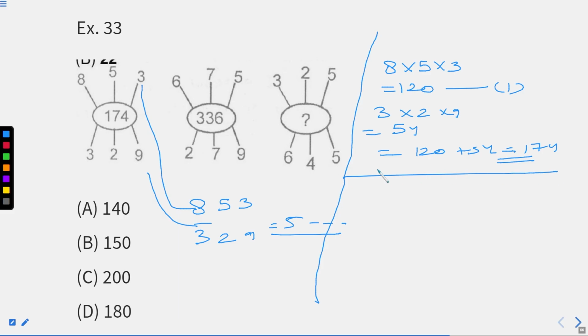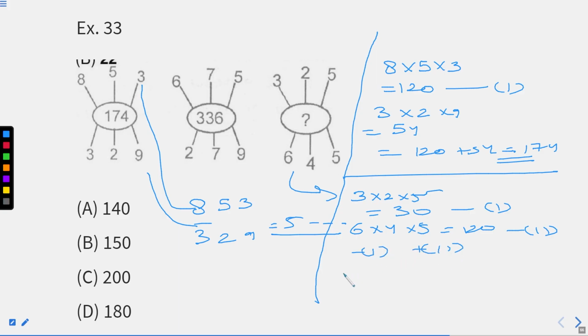So what if we follow the same in the given figure where we have to find the missing value? That is 3 multiplied by 2 multiplied by 5, which comes out to be 30. Mark it as 1. 6 multiplied by 4 multiplied by 5 comes out to be 120. Mark it as 2. If we add 1 plus 2, what are we getting? 30 plus 120, we are getting 150. I hope the question is clear now. Here we are getting 150, which is option B.